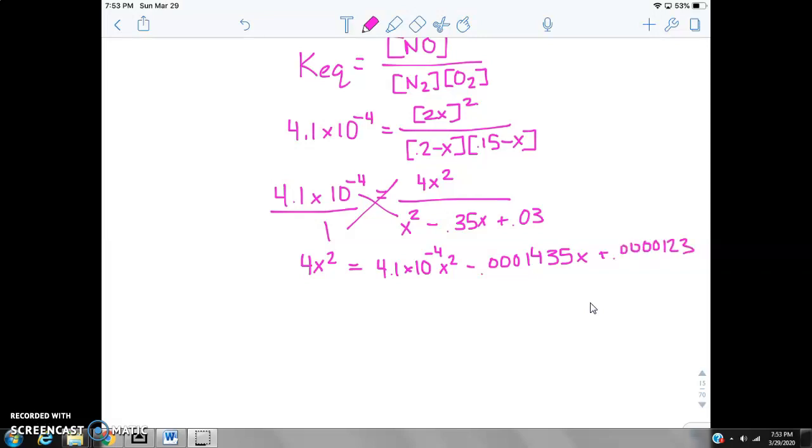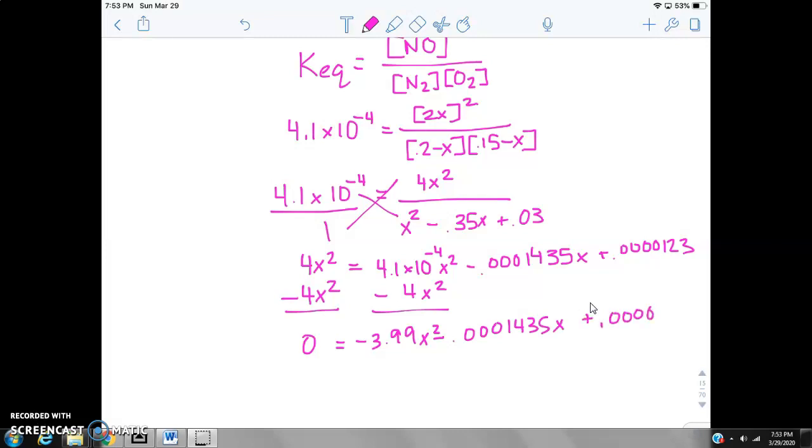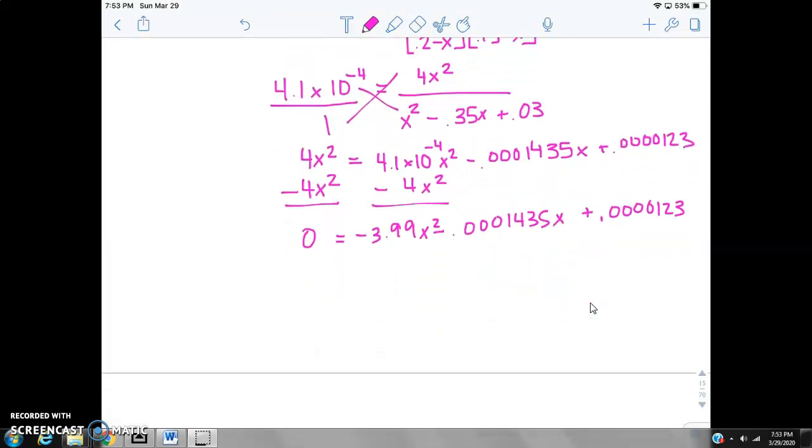Ugh, what a mess. Alright, now if I take this 4x squared and subtract it from this side, and from this side, because I have x squared here, I actually can set this whole thing equal to 0. So we have 0.99x squared minus 0.000143.5x plus 0.000123. Okay. So now I'm at a point where I can solve for x.